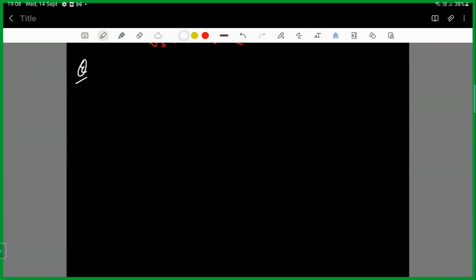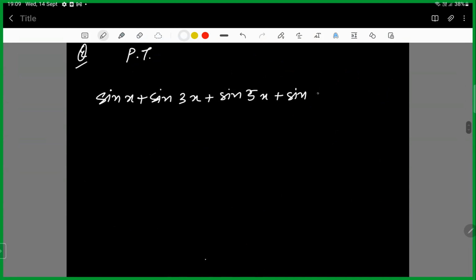Prove this. Sin x plus sin 3x plus sin 5x plus sin 7x should be equal to 4 times cos x cos 2x sin 4x. Sorry, my mistake.